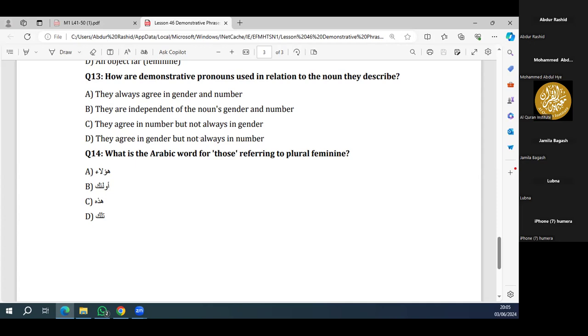From those, you are choosing whether this is lil qarib, which is hada, or is it lil ba'id, which is zalika. Everyone's got top, B. Yes. Okay, what's the answer? B. Okay, good. Right, that's all, right?